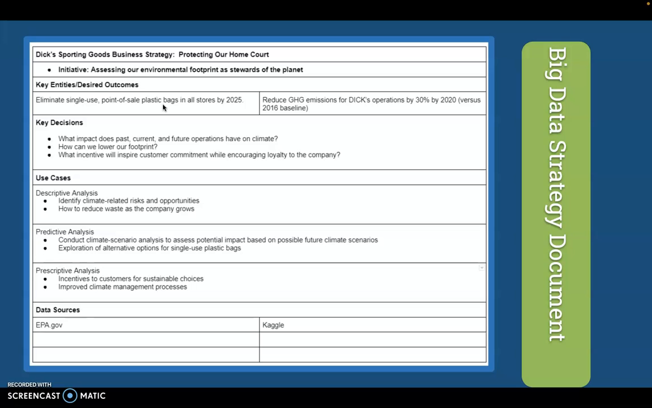So when looking at the descriptive, predictive, and prescriptive questions, this is what was talked about earlier within the use cases. And then our main data sources are most likely going to be from the EPA and Kaggle.